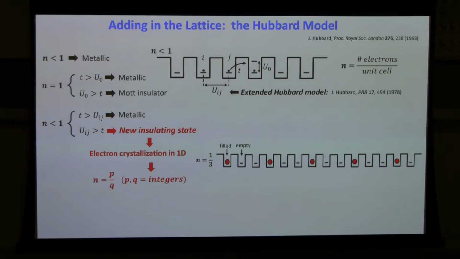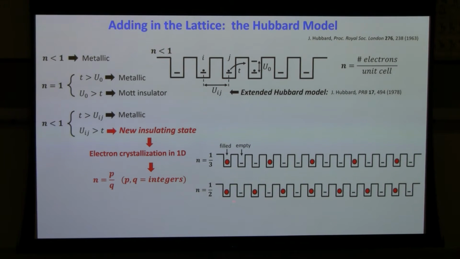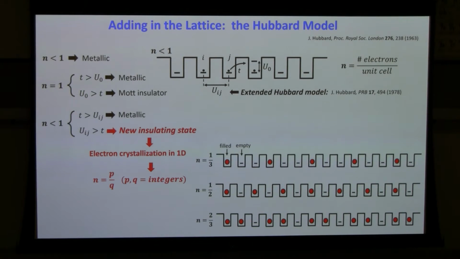For example, suppose n equals 1/3, one electron per every three lattice sites. What Hubbard predicted is that the electrons would freeze into this pattern. And that kind of makes sense because that's going to minimize the electrostatic interaction. If n equals 1/2, then he predicted that they would freeze in this kind of a pattern, and for n equals 2/3 like this. You can see the pattern. The electrons are just spreading out to minimize the electrostatic interaction, and they're freezing into a crystal.